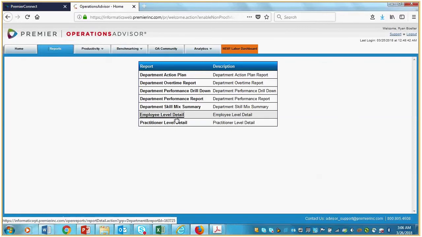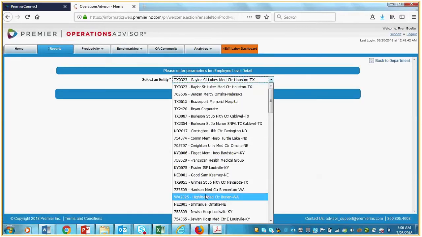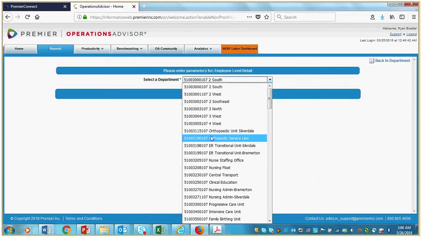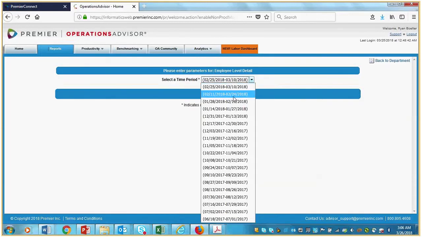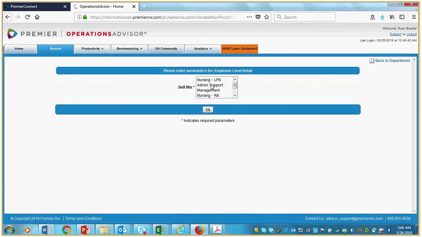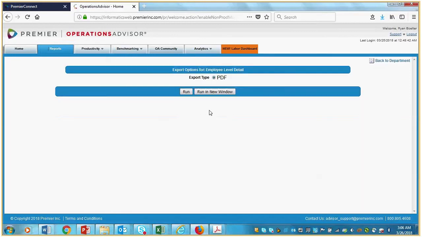I'll choose that report. I'll choose my facility. Notice I have a long list here. I have all of CHI. You'll only see the facilities in your division. I clicked Harrison. Now I'm going to choose my department. I'll choose 4 West. Choose your time period. It will default to the most recent. You can choose older time periods if you want. And then this one's asking which skill mixes do you want to include. Really, I want to just show everything. So I highlight all of them. And then you click OK.